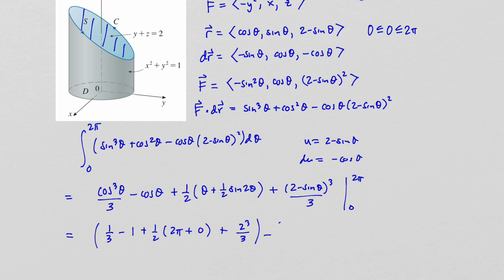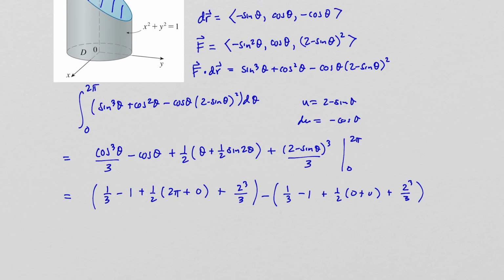Okay? Minus, now we're going to plug in 0. We're going to get 1/3 minus 1 plus 1/2 times 0 plus 0 plus 2 cubed over 3. Now we just need to do some subtraction here. 1/3 minus 1/3, negative 1 minus minus 1, 8/3 minus 8/3. And so it looks like the only thing left over there is pi. So this is one way to compute the integral, which means directly.